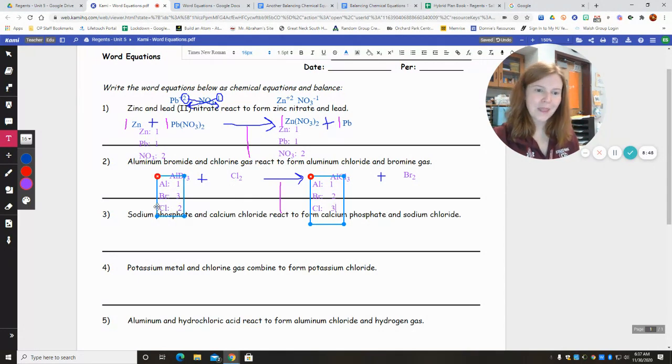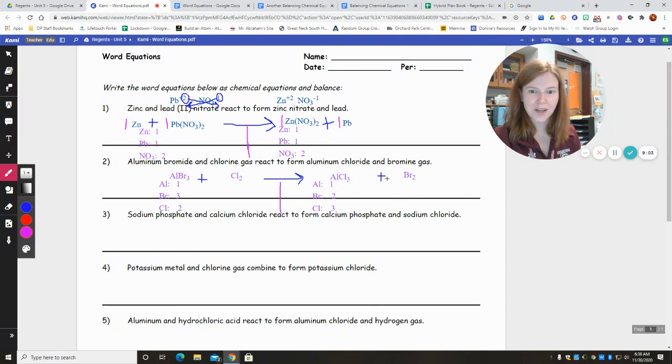And what I'm recognizing is that I have 3 bromine on my reactant side, right? There is no number that I can put in front of Br2 that's going to make it equal to 3 bromine, right? Because any coefficient that I possibly could put in front of Br2 is automatically multiplied by 2. So if I put a 2 here, I'd have 4 bromine. If I put a 3 there, I'd have 6 bromine.